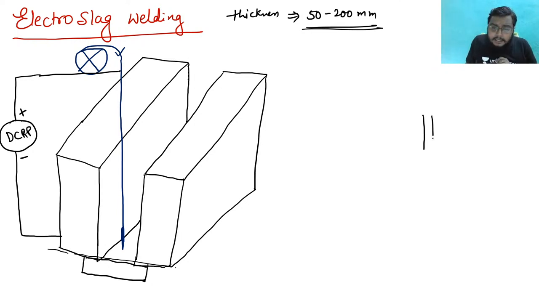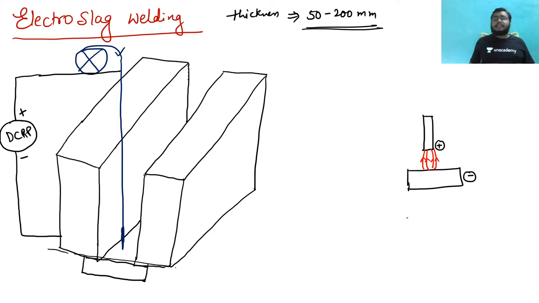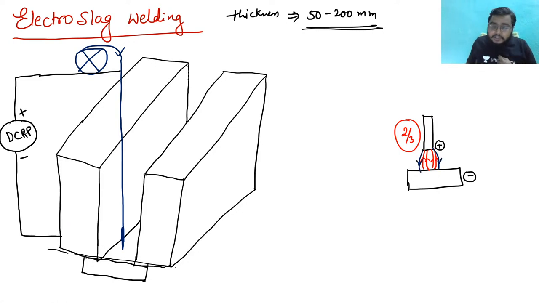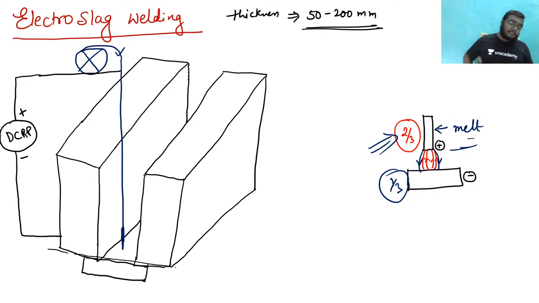Why? See here again. This is my electrode and this is my workpiece. If I have connected it with DCRP, that simply means here would be positive and here would be negative. It means electrons will be flowing from here like this. Electrons have very high velocity, so they produce 2/3 of the energy at the electrode, and the positive part would come here, so only 1/3 of the energy is produced at the workpiece. If 2/3 of the energy is produced at the electrode, my electrode will melt, and hence I have connected this with DCRP, direct current reverse polarity.